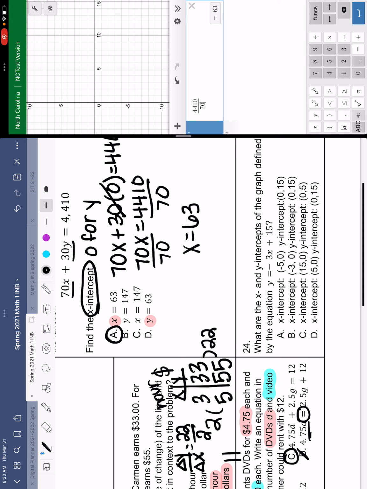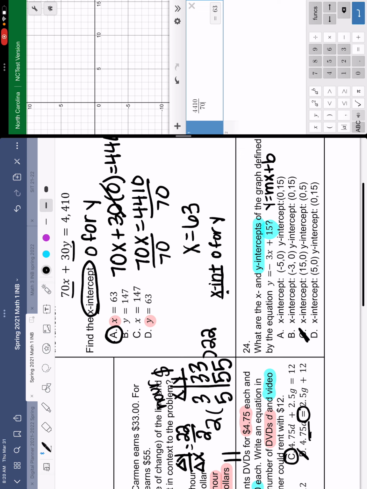So this one should be easy enough because it's in slope-intercept form. So remember, slope-intercept form is y equals mx plus b. So my Y-intercept is going to be my b value. So I can go ahead and say, okay, Y-intercept of 15, the only one that doesn't have it is C. So we're going to mark that out. So to find the X-intercept, we're still going to plug in 0 for Y. So 0 for Y.